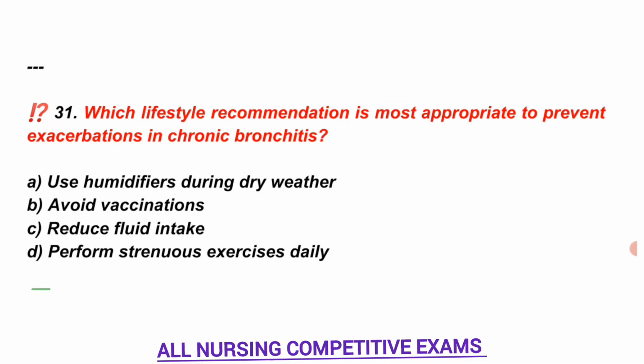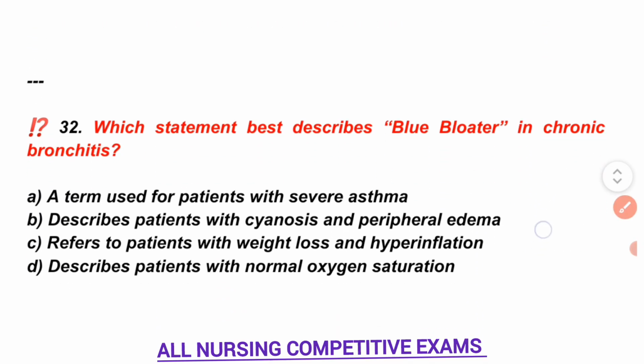Question number 31. Which lifestyle recommendation is most appropriate to prevent exacerbations in chronic bronchitis? The right answer is option A, use humidifiers during dry weather.